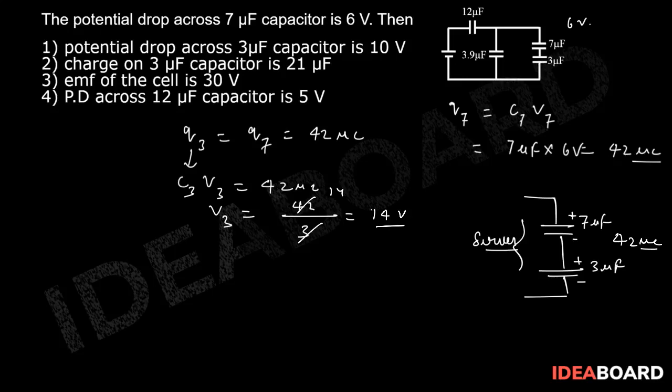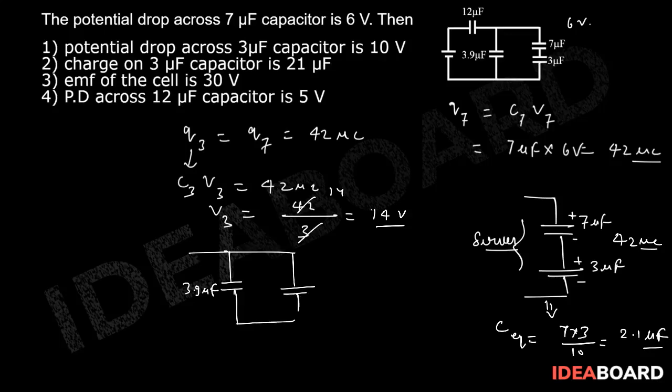Now moving ahead. If we got the charge of 42 microcoulomb, we can also say that this 3.9 microfarad and these two are in series. So the equivalent of these two will be 7 into 3 by 7 plus 3, that would be 2.1 microfarad. So 2.1 microfarad and 3.9 microfarad are in parallel, correct? For this diagram I am just showing you, this is 12 microfarad.